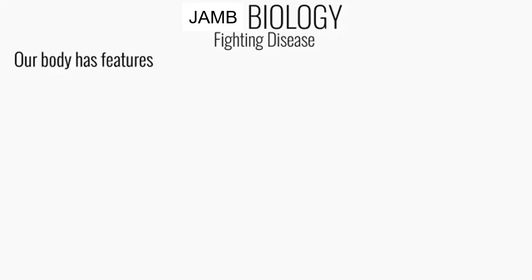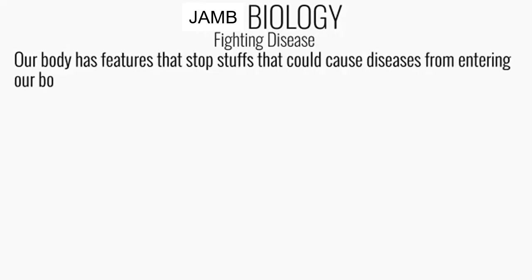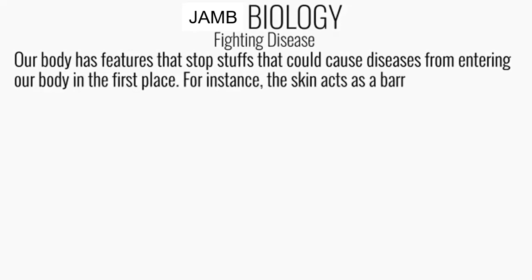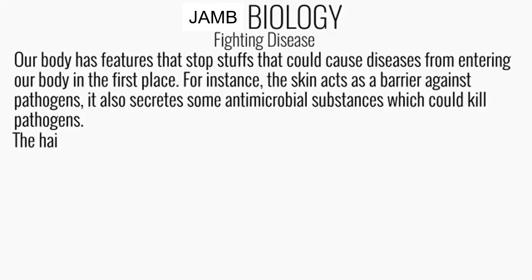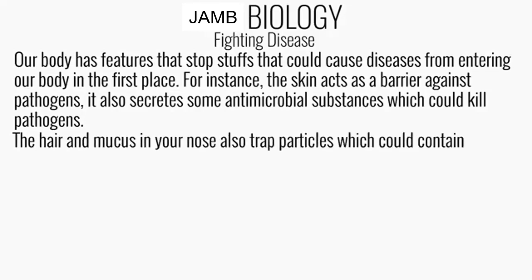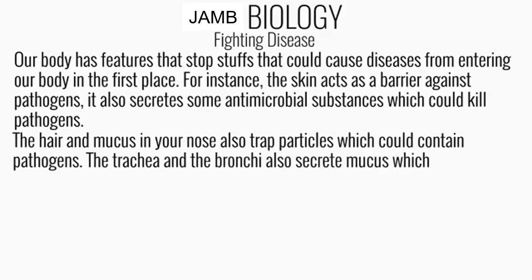Our body has features that stop things that could cause diseases from entering our body in the first place. For instance, the skin acts as a barrier against pathogens. It also secretes some antimicrobial substances which could kill pathogens. The hair and mucus in your nose also trap particles which could contain pathogens. The trachea and the bronchi also secrete mucus to trap pathogens.